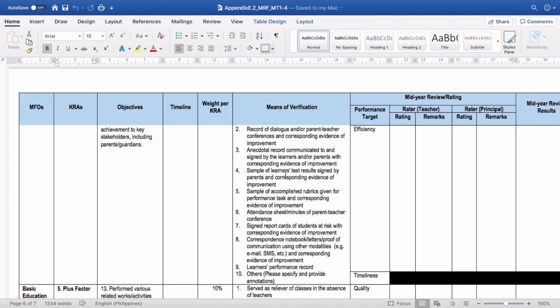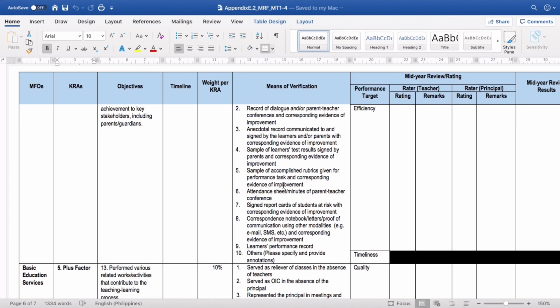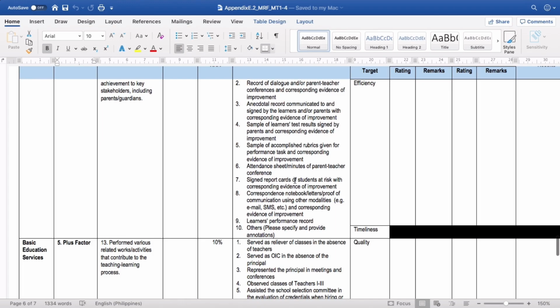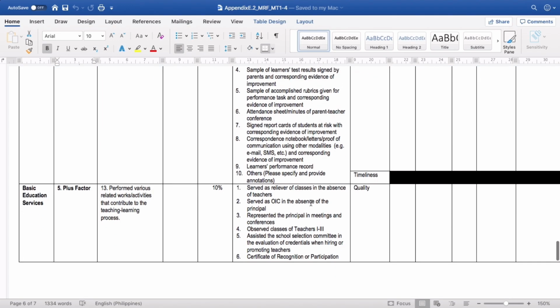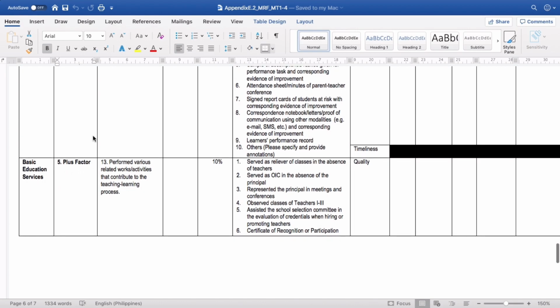Sample of learners' test result signed by parents and corresponding evidence of improvement, and sample of accomplished rubrics given by the performance task and corresponding evidence of improvement, attendance sheet, the minutes of parent-teacher conference or the PTC, signed report cards of students at risk with corresponding evidence of improvement, correspondence notebook, letter, proof of communication using other modalities, learner's performance record, and others. And last, KRA 5, the plus factor.